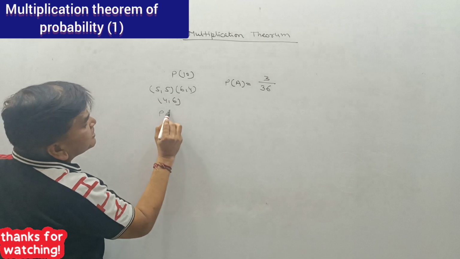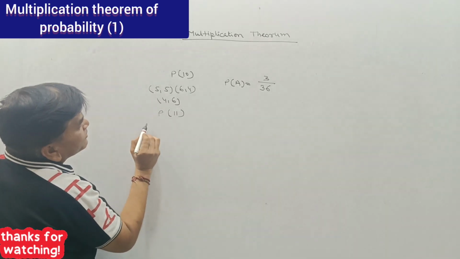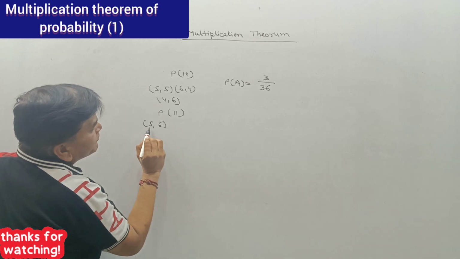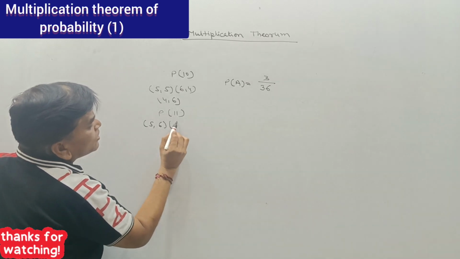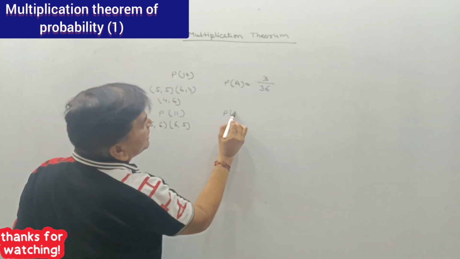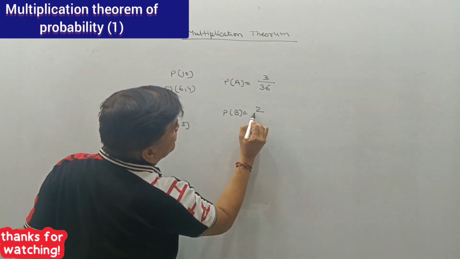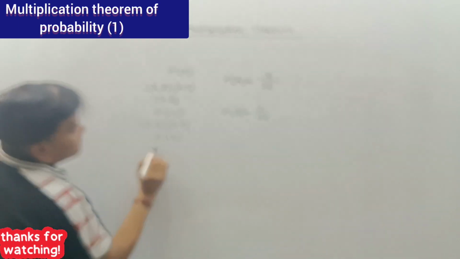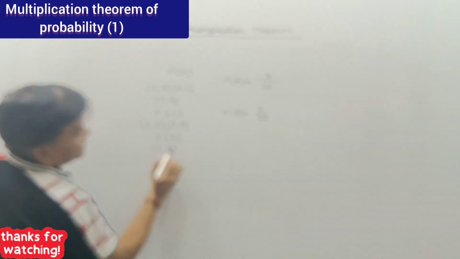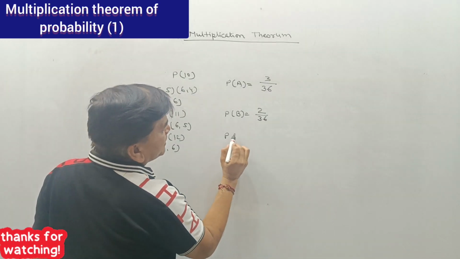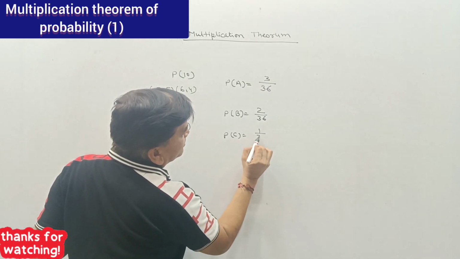In the second throw, the addition of 11 is there, so there may be 2 possibilities: 5 in first and 6 in second, or 6 in first and 5 in second. So the probability of the second event will be 2 upon 36. And the probability of getting an addition of 12 is 6 in first and 6 in second. So the probability of event C is 1 upon 36.